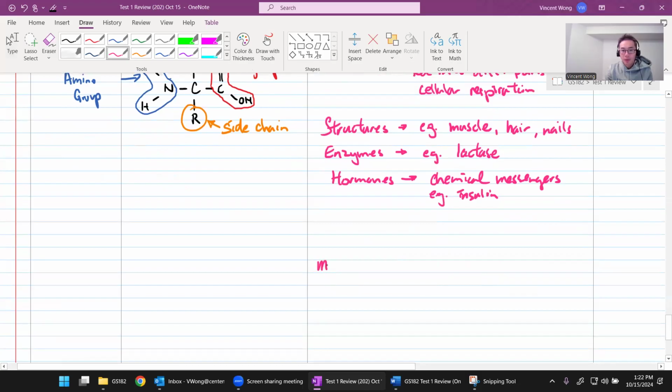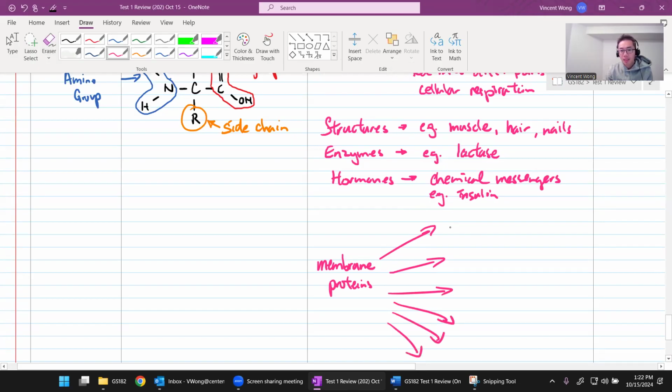For example, membrane proteins. These are the proteins that are going to be stuck in the cell membrane, right? Some are integral proteins that go through. Some are peripheral proteins that are attached on the side. And they have a bunch of different functions, 6 of them, I believe. Just going to briefly list them here. Attachment to cytoskeleton.